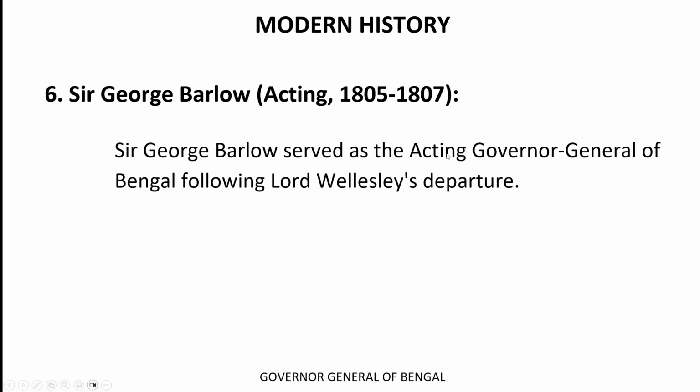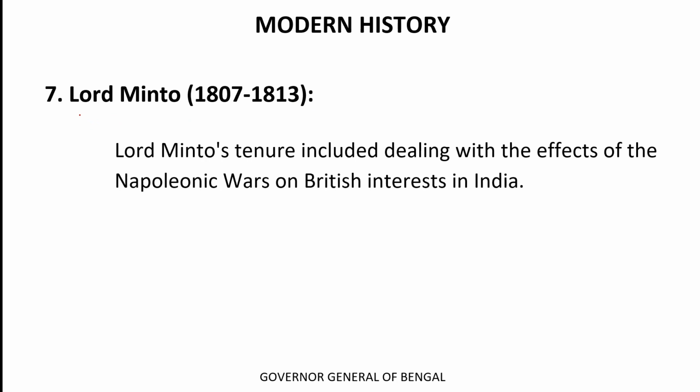Now let's move forward. Now we have Sir George Barlow, who was again the acting Governor General of Bengal. Okay. Now the next is Lord Minto, who was the Governor General of Bengal from 1807 to 1813. And why was he important? Basically, during his time period, one of the most important treaties, the Treaty of Amritsar, was signed.